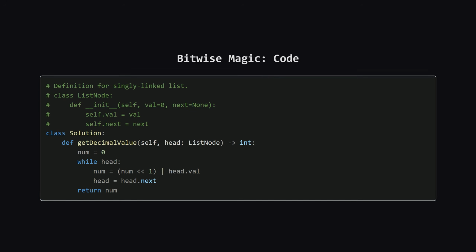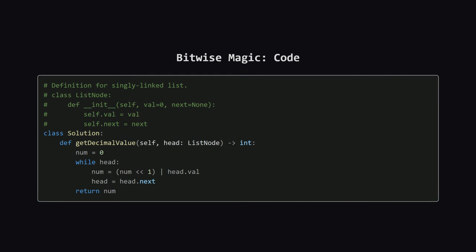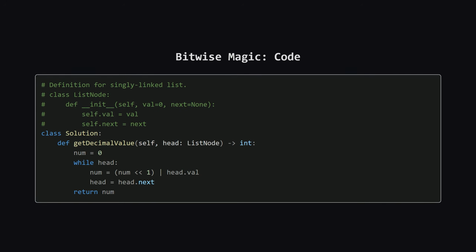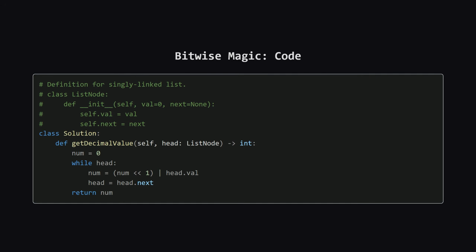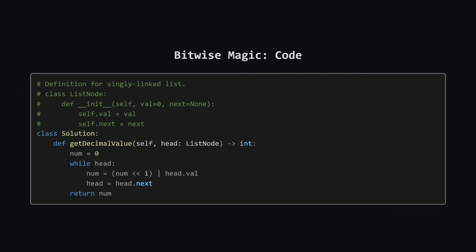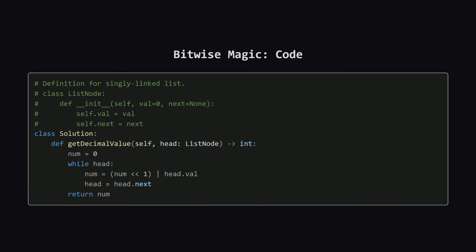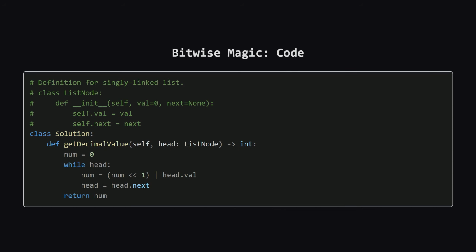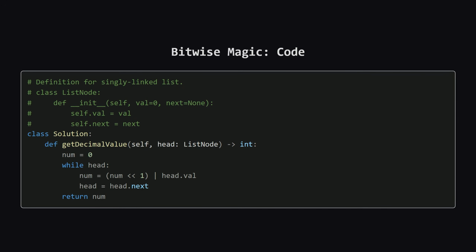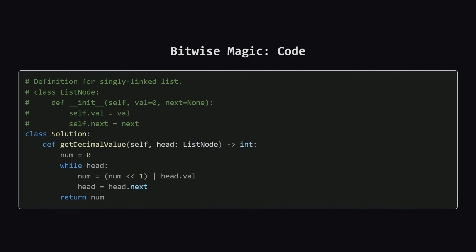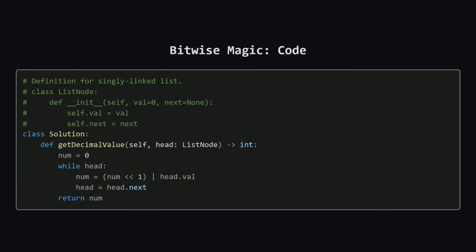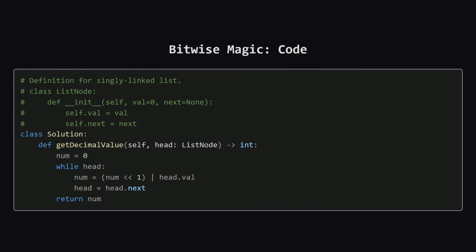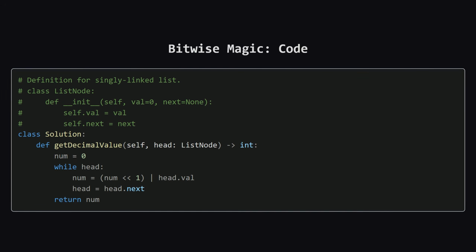The code for this bitwise approach looks almost identical. We still initialize our number to 0 and loop while head exists. The only difference is the update line. Here, num is updated by taking the current num, shifting it left by 1 spot, and then performing a bitwise OR with the current head's value. It's a very common and efficient pattern you'll see in programming. After the update, we move to the next node, and finally, return the result.